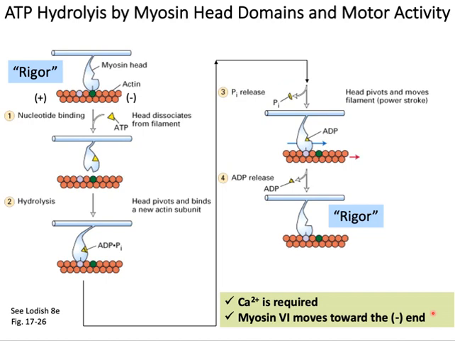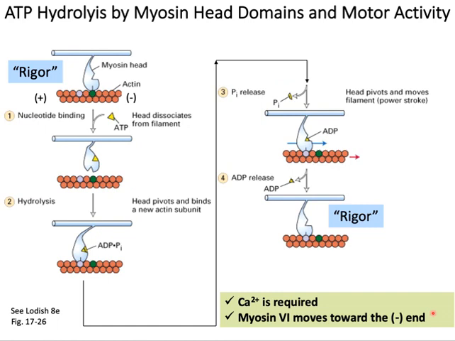The first, I want to reiterate that calcium is required. Many of the light chains that are associated with myosin are calcium binding proteins, and the binding of calcium is needed in order for this myosin to function, although that is not shown here on this diagram. The other point I want to make is that all of the myosins tested so far, all of them move towards the plus end of the actin, except myosin 6.